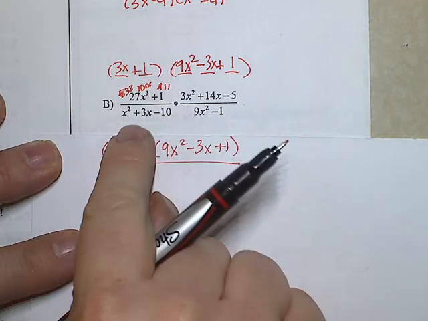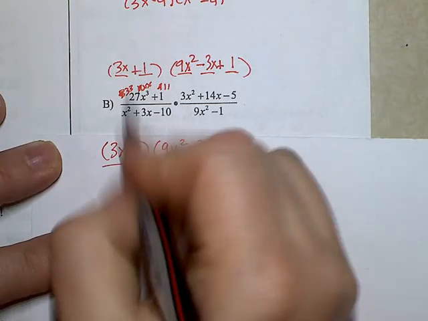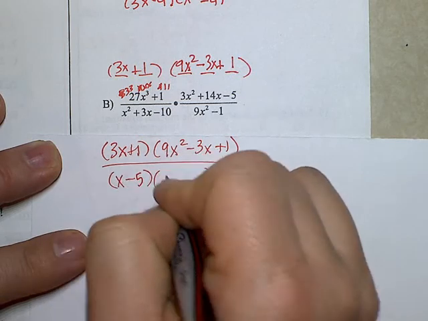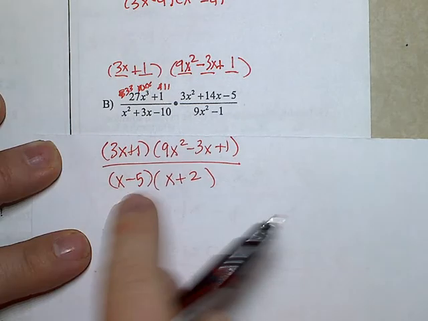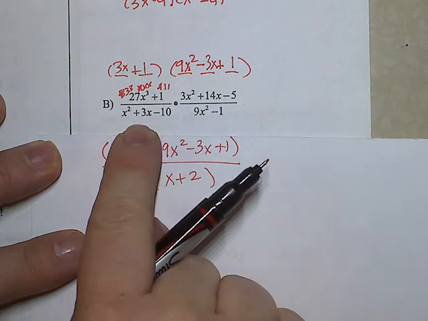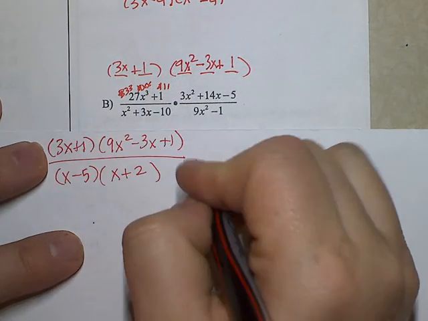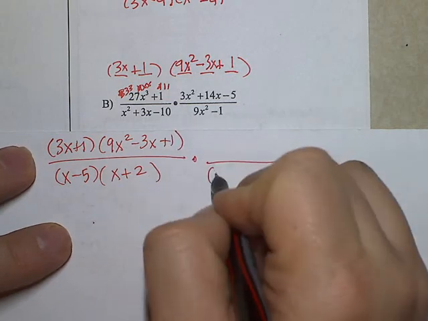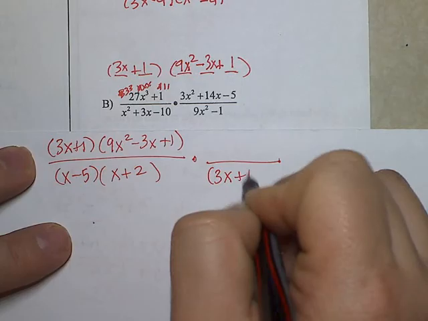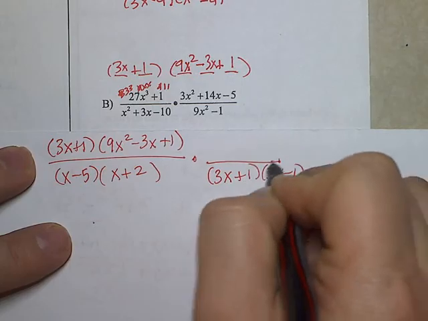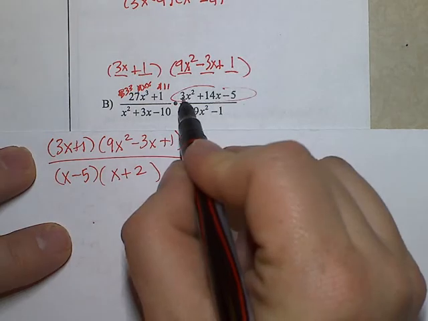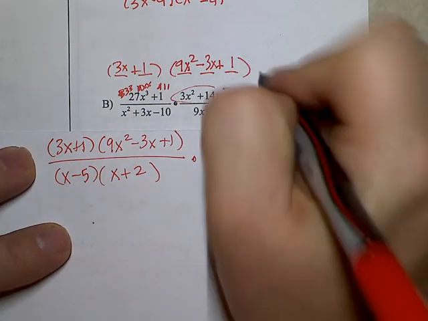On the bottom, what multiplies to give you negative 10 and adds or subtracts to give you positive 3? Negative 5 and positive 2. The denominator of the second fraction, 9x squared minus 1, factors into 3x plus 1 and 3x minus 1. And I'm going to do bottoms up for this. Remember, the leading coefficient is a 3. Don't forget about the 3.